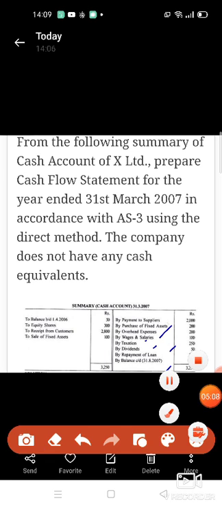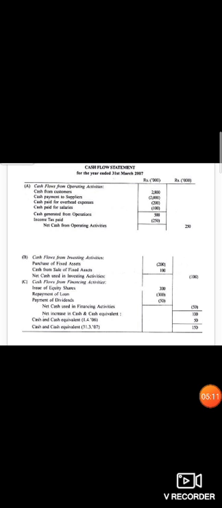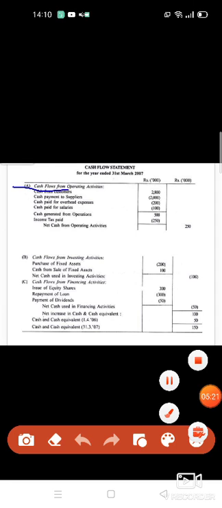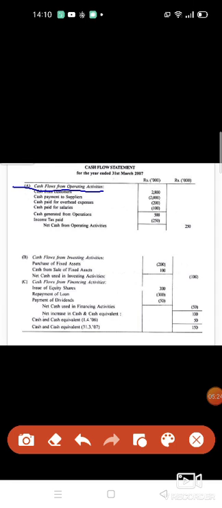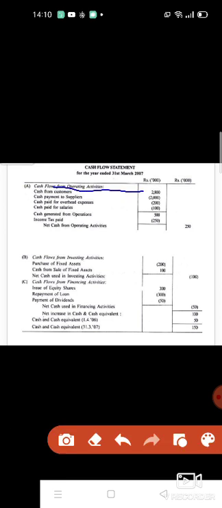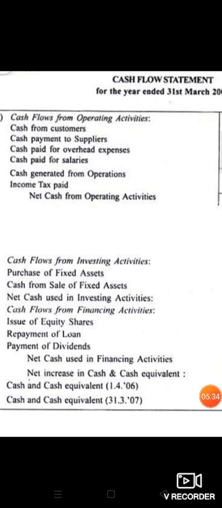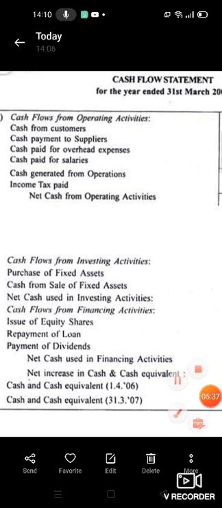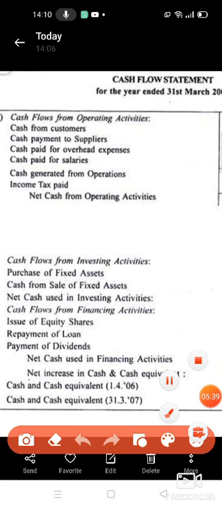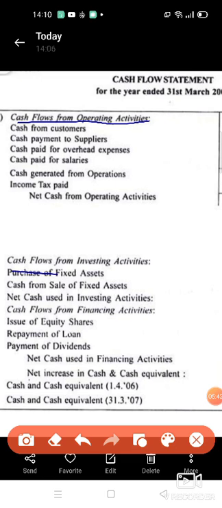Now see the solution. First activity is cash flow from operating activity. This sum is in three stages. One is operating activity, another is investing activity, and next one is financing activity. As I said, this sum has three activities: cash flow from operating activity, cash flow from investing activity, and cash flow from financing activity.